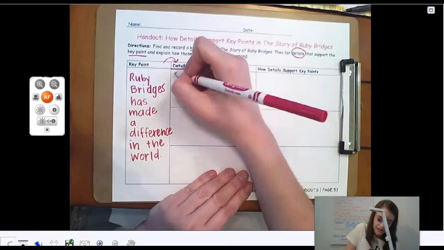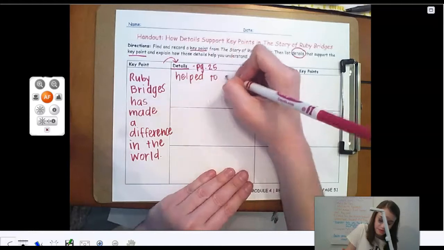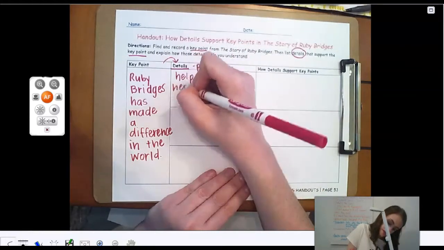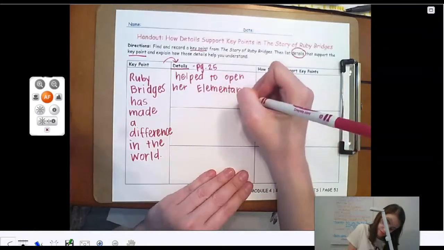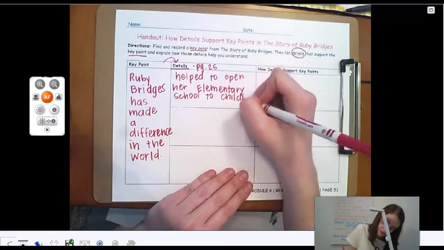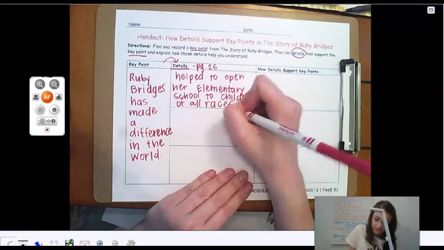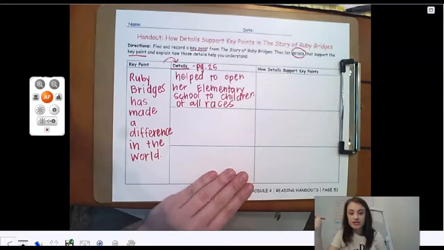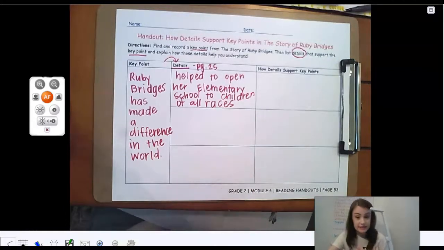I'm going to say that the detail is that Ruby helped to open her elementary school to children of all races. Meaning that no matter their skin color, she helped to make sure that her elementary school was a place where black kids and white kids could all come to school together. So that is our detail.